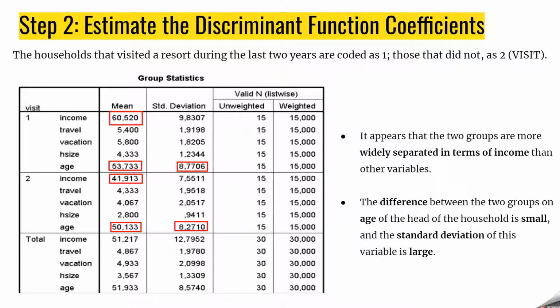And for the difference between the two groups in age, the standard deviation of this variable is large. You can see that the gap between the ages of the two groups is about 3, and the standard deviations are 8.77 and 8.27.